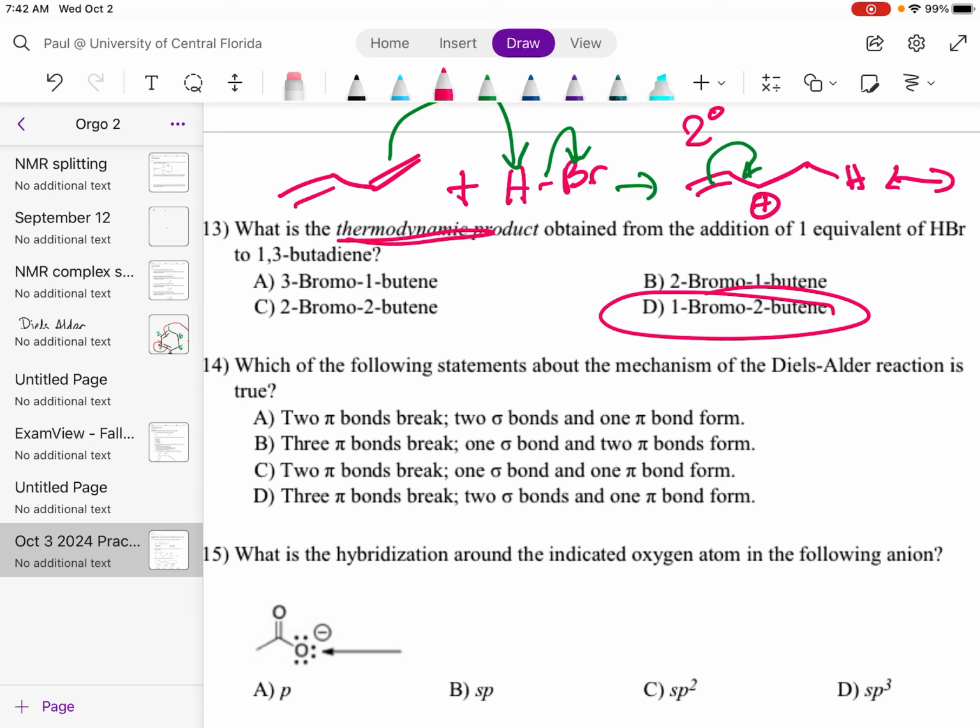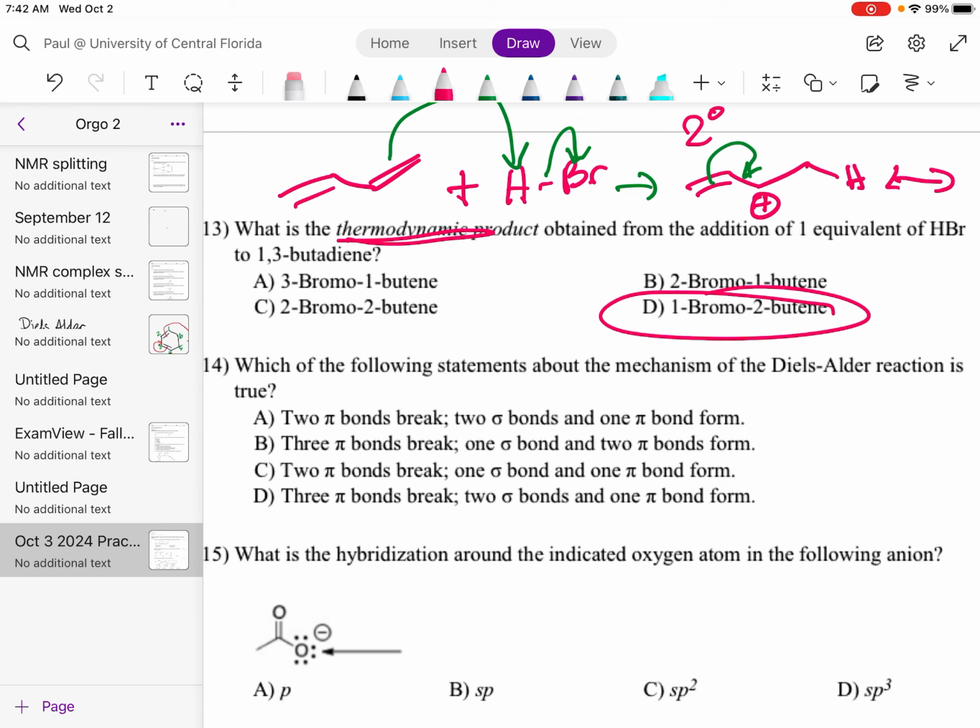Which of the following statements about the mechanism of Diels-Alder is true? Well, before you start reading all that verbiage, why don't we just go to the most simple Diels-Alder reaction and do the mechanism. Okay. And so that's going to form that.